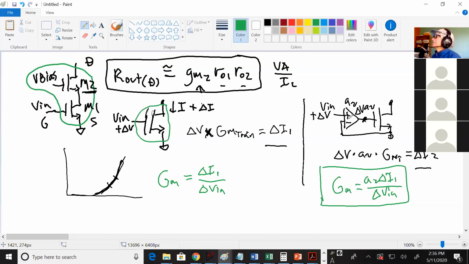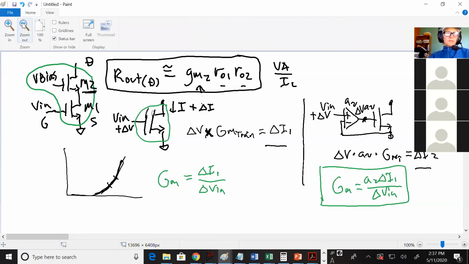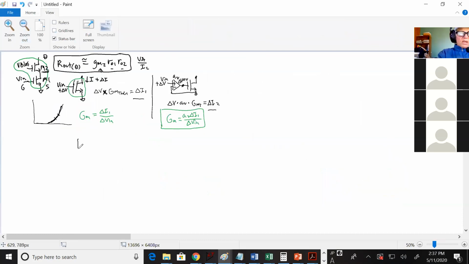Questions? Okay. So back to the original circuit here. If we have a cascoded amplifier, we know this is V in, and the mechanism is a little different, but we know that the R out at this node is the GM of this transistor times RO1 times RO2. So if you could increase the GM of this transistor, then it increases your R out.